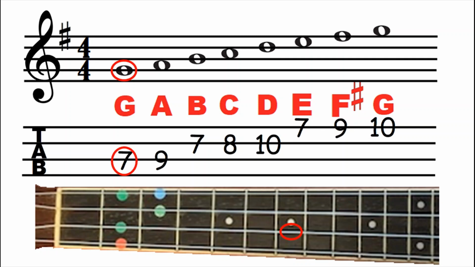From the 7th fret, we'll go to the 9th fret, which is A, then up a string to the next 7th fret, B, then 8th fret, which is C, then 10th fret, D, then up one more string to the 7th fret, E, then 9th fret, F sharp, and we arrive at the high G on the 10th fret. And the whole thing sounds like this.